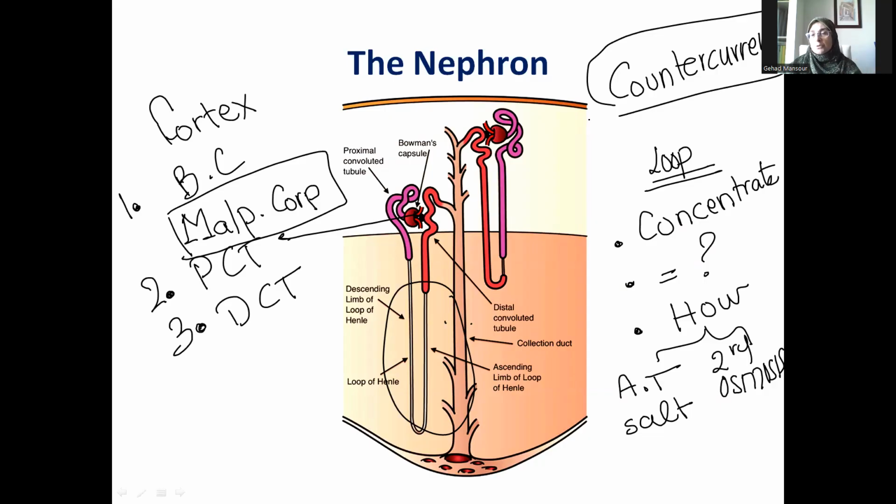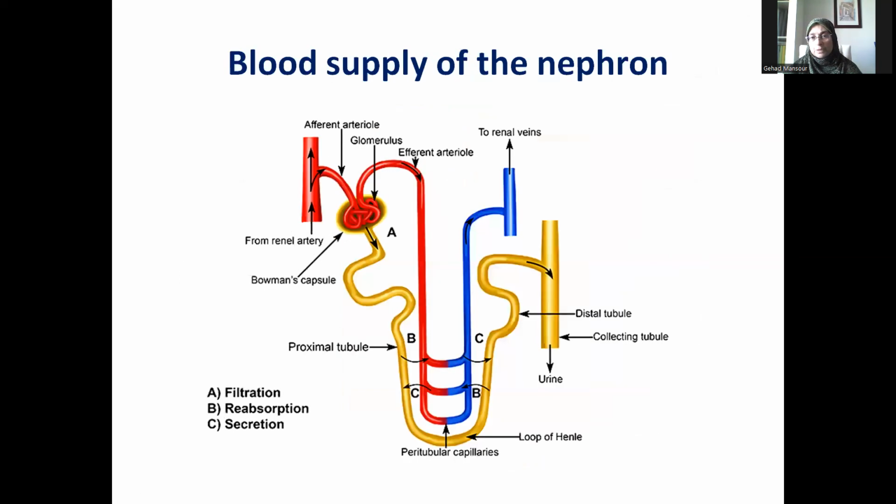What's the significance or the importance of countercurrent systems in general? It is to maximize the function. What function will be maximized by the loop of Henle being a countercurrent system? It is the process of concentration of urine, okay? Now, what's weird about the blood supply of the nephron?